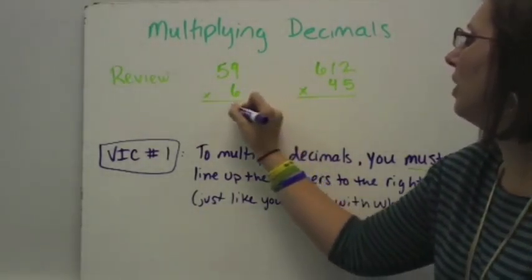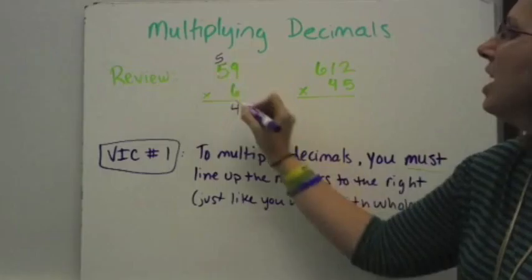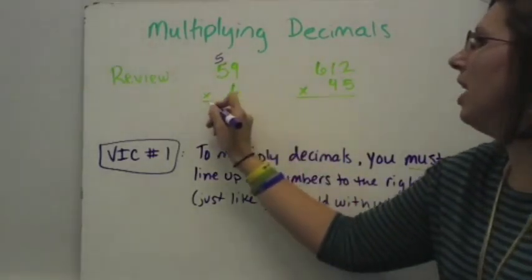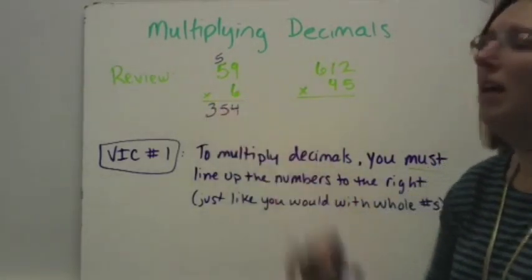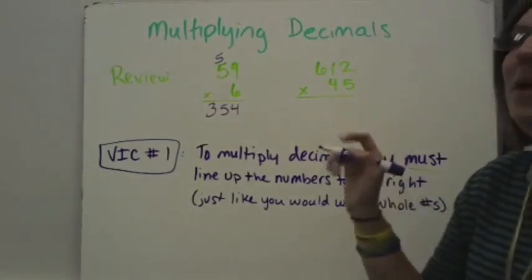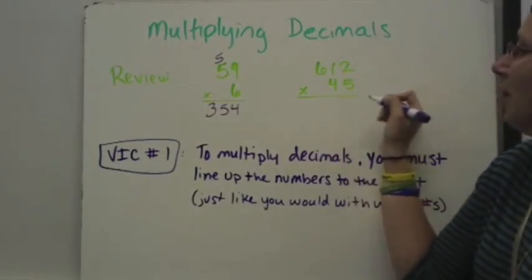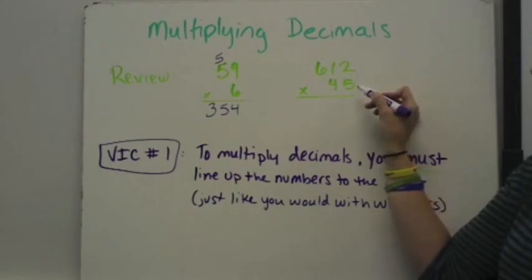We write down the 4 here and carry our 5. 6 times 5 is 30 plus 5, 35. So we're done. Good. We got that. Now 612 times 45. So we're going to start over here with this.